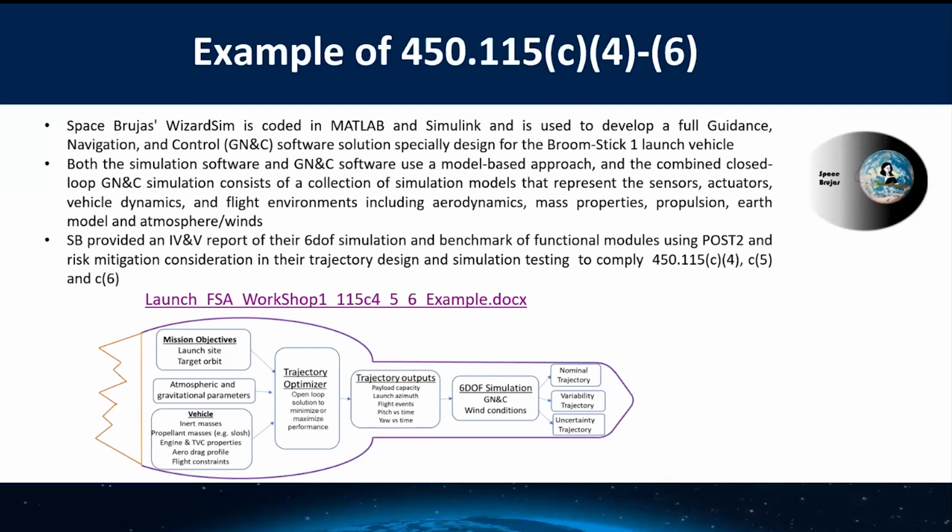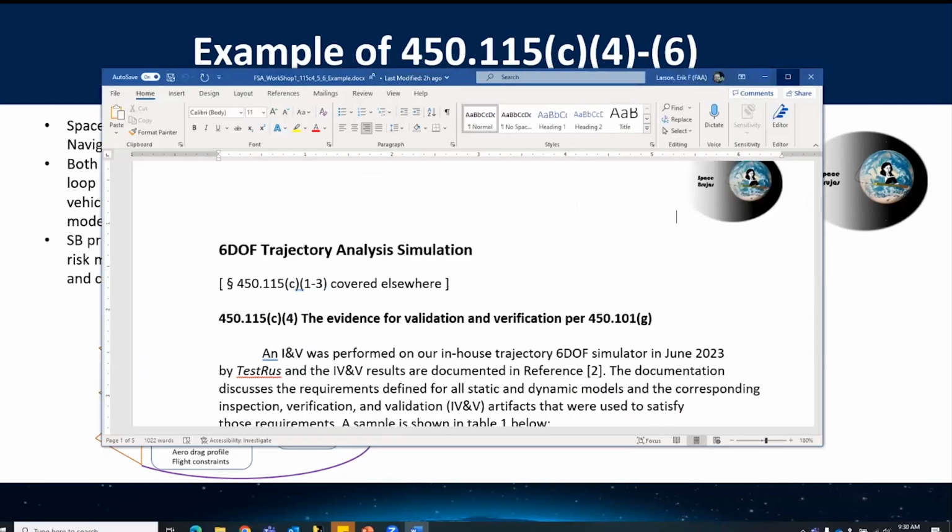So to meet requirements set by 451.15, SB provided an IV&V report of their 6-DOF simulation, which attempts to meet the requirements under 451.15(c)(4). Benchmarks using POST2 are intended to cover 451.15(c)(5), and a list of risk mitigations, based on trajectory design and simulation testing. And we'll see how they did. We can go ahead and move into the document.